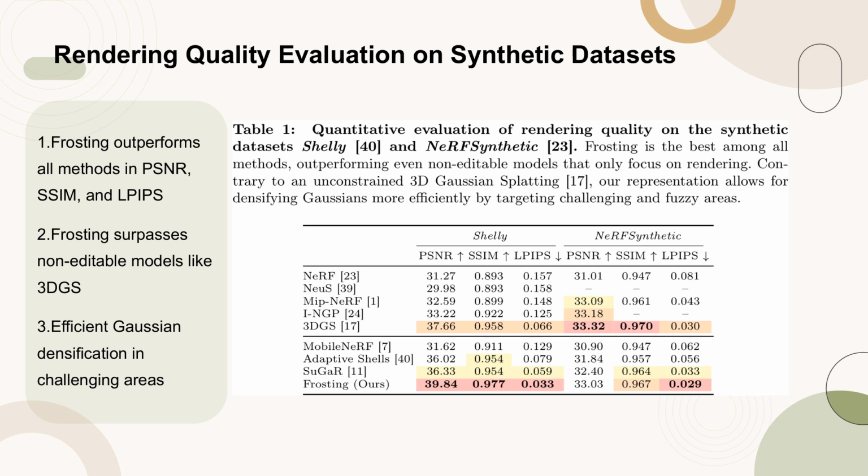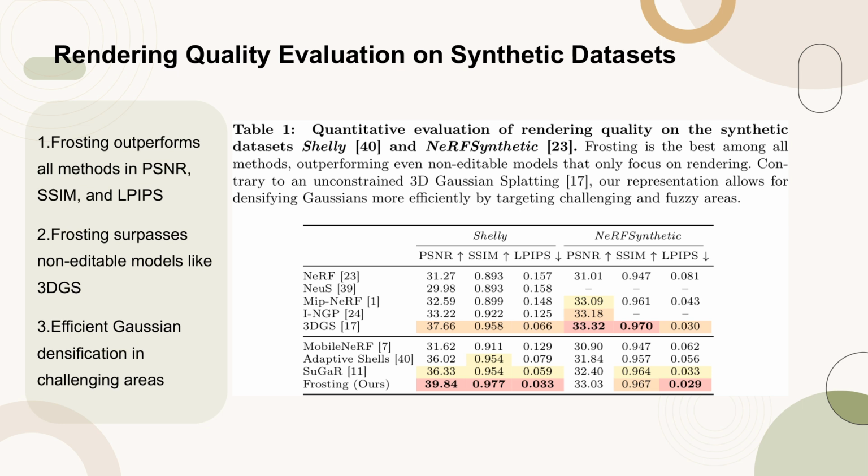Table 1 presents a quantitative evaluation of rendering quality on the synthetic datasets Shelley and NeRF synthetic. The results show that frosting outperforms all other methods, including non-editable models that focus solely on rendering quality. Specifically, frosting achieves the highest scores in PSNR, SSIM, and LPIPS metrics. This superior performance is attributed to frosting's ability to more efficiently densify Gaussians by targeting challenging and fuzzy areas, unlike unconstrained 3D Gaussian splatting. The table provides detailed comparisons with other state-of-the-art methods, highlighting frosting's significant advancements in rendering quality for synthetic datasets.